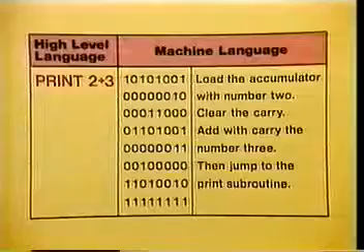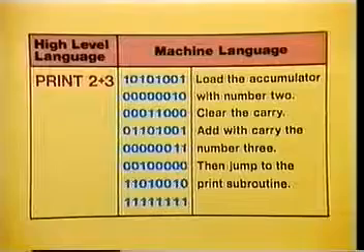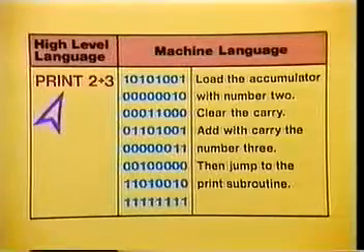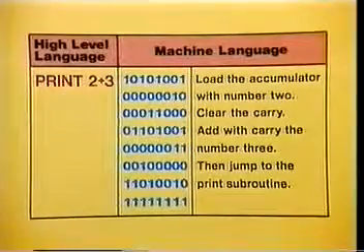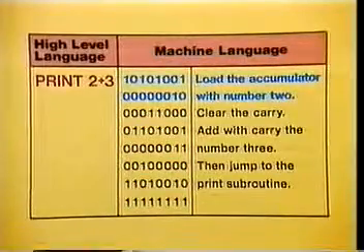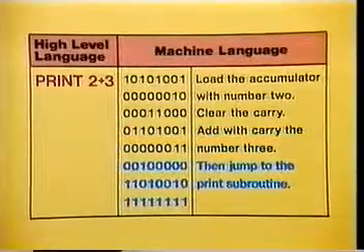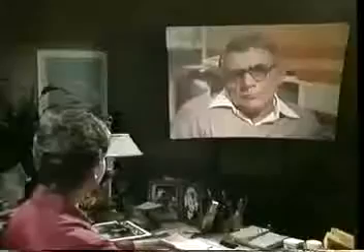In any of the programming languages, or as they're also called high-level languages, you can give the command print 2 plus 3. When this is translated into machine language, you get this in binary code, which is rather a lot to translate print 2 plus 3. But what it's actually saying in machine terms is this: load the accumulator with number 2, clear the carry, add with carry the number 3, then jump to the print subroutine. What a rigmarole just to add a couple of numbers. And this is the only language that the computer really uses.